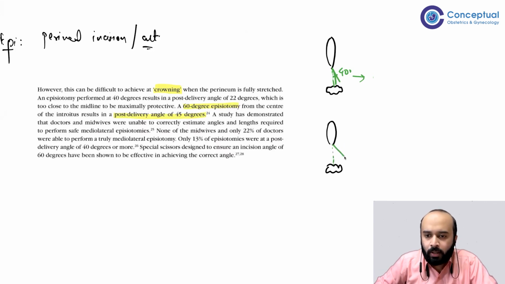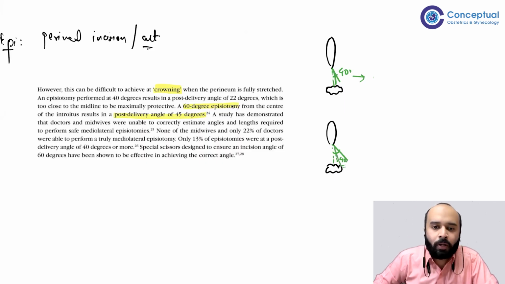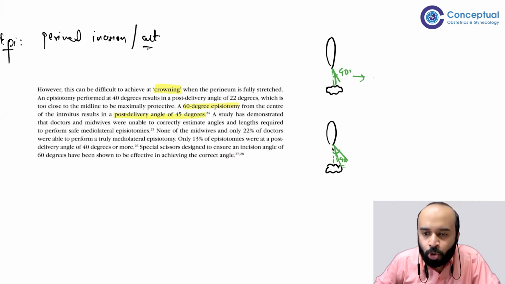Should be this much, around 60 degrees, because after that the stretching is gone, it will lead to an angle of around 45 degrees, and 45 degrees is acceptable because it will invariably end up bypassing the anal opening, which is why the ideal angle should be taken with respect to this midline, the line that joins the posterior fourchette to the center of the anal opening.